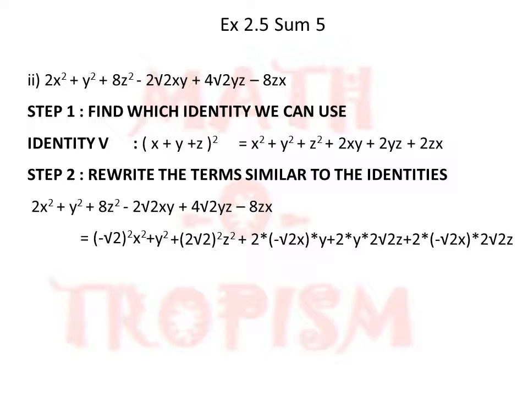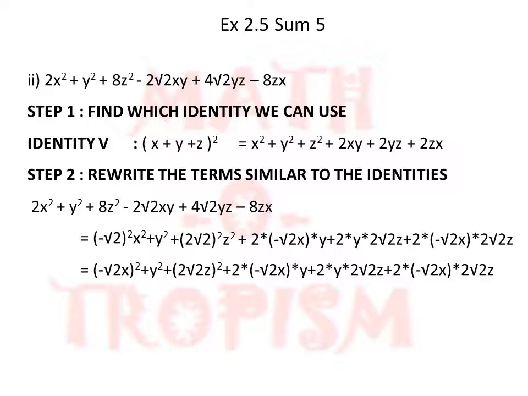So it's just like writing x square as nothing but root 2x the whole square, plus y square, plus 2 root 2z the whole square, plus 2 into minus root 2x into y, plus 2 into y into 2 root 2z, plus 2 into minus root 2x into 2 root 2z. Just like in the identity, x plus y plus z the whole square, it will come to minus root 2x plus y plus 2 root 2z the whole square. Or if we want to make the x term always positive, we can also write it as root 2x minus y minus 2 root 2z the whole square.